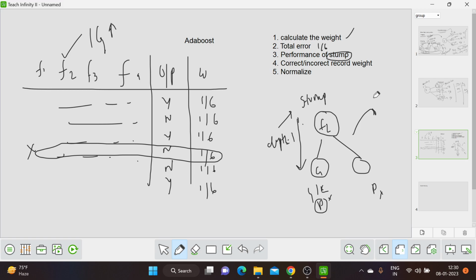Now I calculate the performance of the stump. The formula is half log base 2 of (1 minus total error) by total error. The total error is 1 by 6, and the performance of the stump comes to be 0.07.